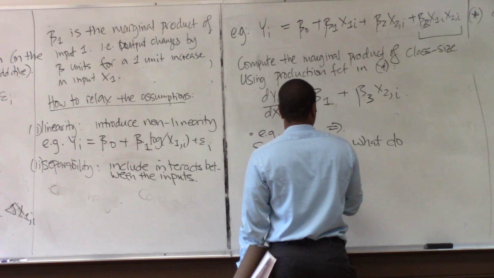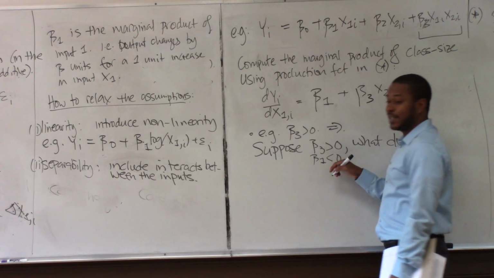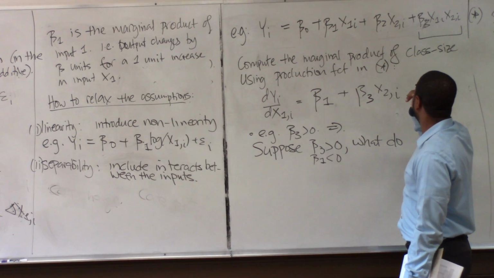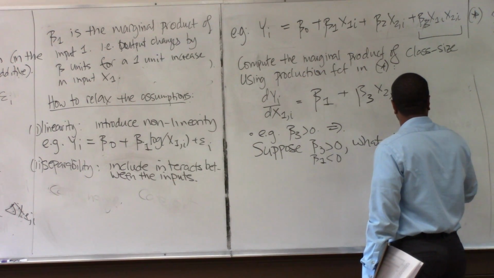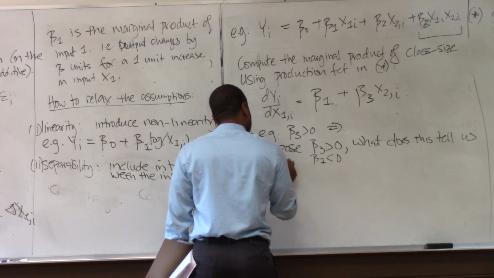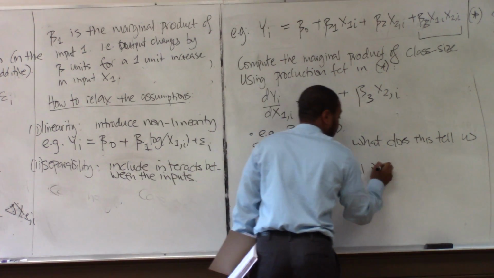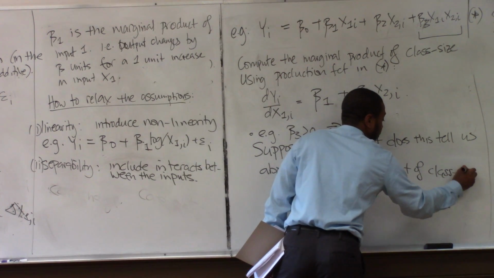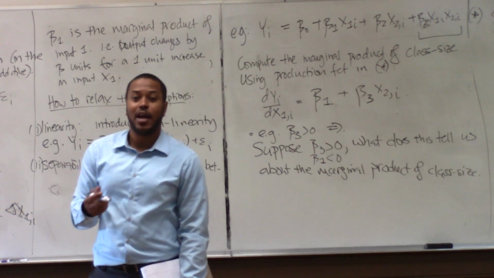and also beta 1 is less than 0. So class size is bad, right? And this interaction term between class size and teacher quality is going to be positive. It's going to be negative. What does this tell us about the marginal product of class size? And I'm not saying that this is what is happening in reality, but we're just going with the model to try to understand what's happening. So what does that tell us?